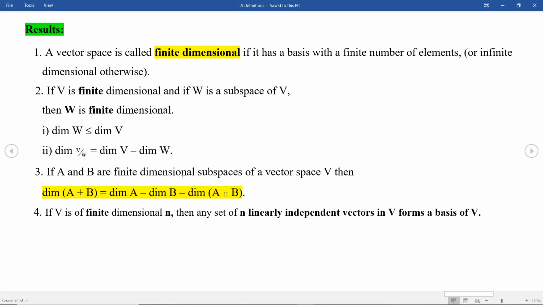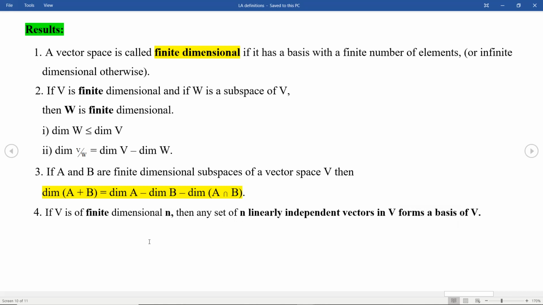If both A and B are finite dimensional subspaces, then this is a formula: dimension of A plus B equals dimension of A plus dimension of B minus dimension of A intersection B. If V is finite dimensional with dimension n, which we already know, then any set of n linearly independent vectors forms a basis of V.